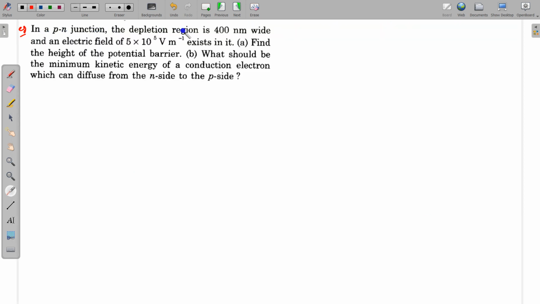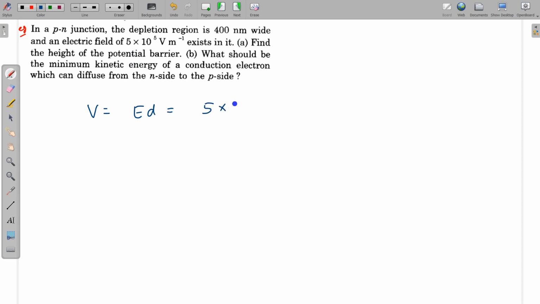In a PN junction, the depletion region is 400 nanometer wide. This is the width, and an electric field of this much exists in it. Find the height of the potential barrier. That means the potential difference between the two. So potential difference we can easily write V is equal to E into d. Electric field is given as uniform here.